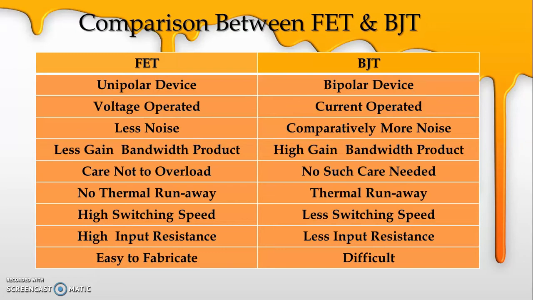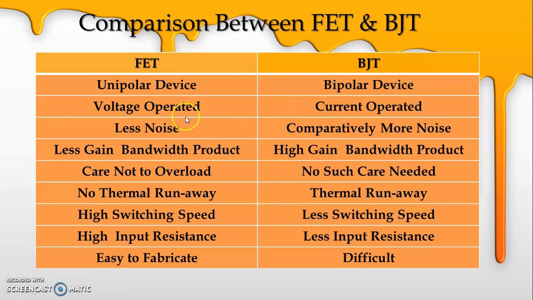In N channel it is electrons, in P channel it is holes. While in bipolar junction transistor, the flow of conventional current is because of majority as well as minority charge carriers, that is electrons and holes.